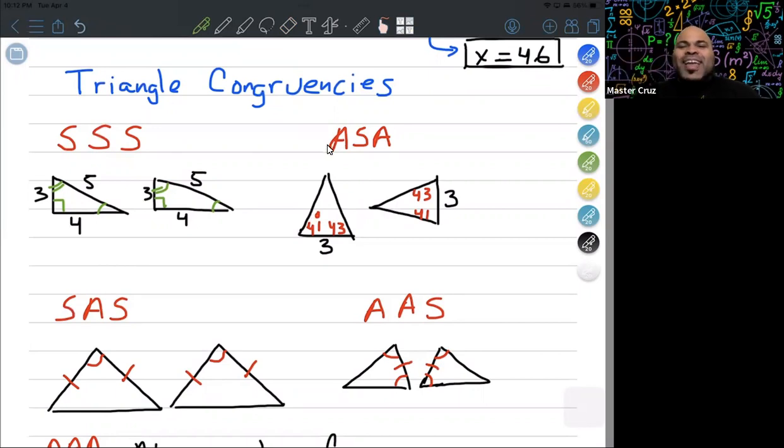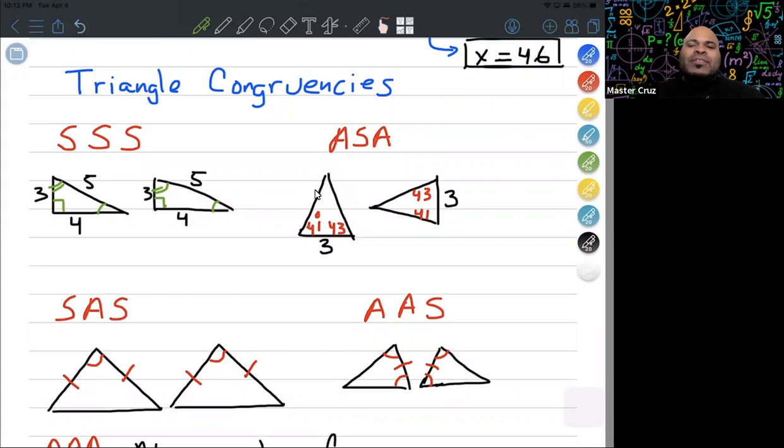All right, so this is a congruency. ASA, which is angle, side, angle, is a congruency. How can you tell that you have an angle, side, angle? Well, as you move along from one side to the other in the triangle, you're going to find information in the triangle.